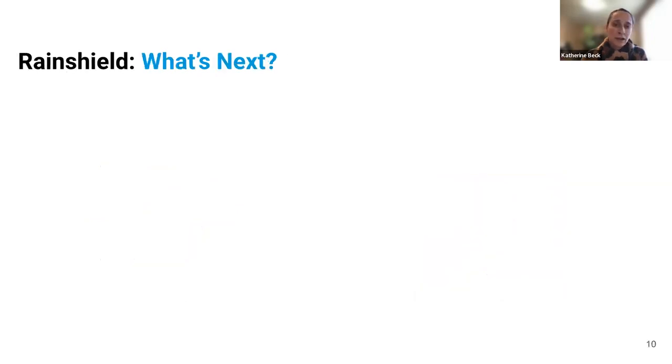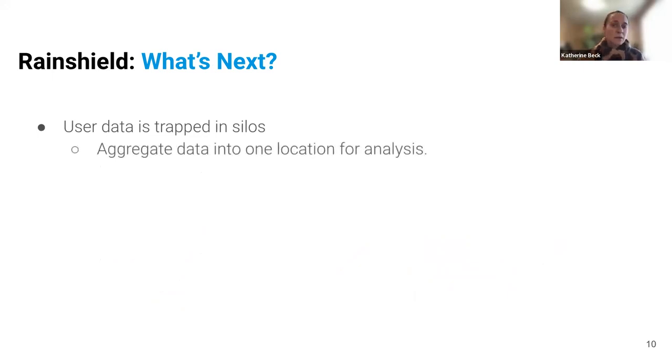So in looking at this type of use case, we then took a step back at the obstacles that Rainshield and other companies like it are facing. User data is being trapped in silos, especially as the quantity of SaaS tools increases. They'd like to aggregate data from these disparate third-party sources into one location for better analysis. And on top of that, they want to sync data to other third-party destinations to drive operations based on their findings.